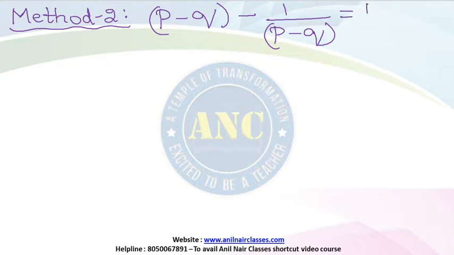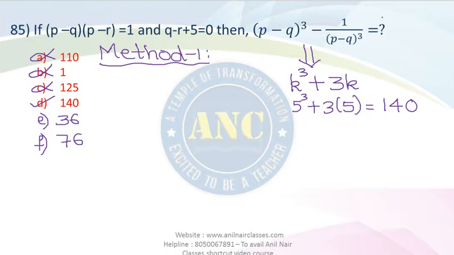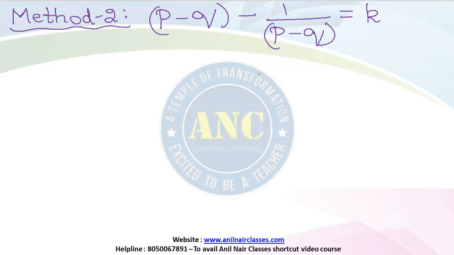If I know this value as K, for example, then finding out (P minus Q) whole cube minus 1 divided by (P minus Q) whole cube is definitely not a difficult task. Now see here, sir, some or the other way I should get this P minus Q minus 1 divided by P minus Q value. How will I get it? Observe carefully. They have given you another condition. That condition is Q minus R plus 5 equal to 0. Let me put that equation. Q minus R plus 5 equal to 0 is what they have given you.